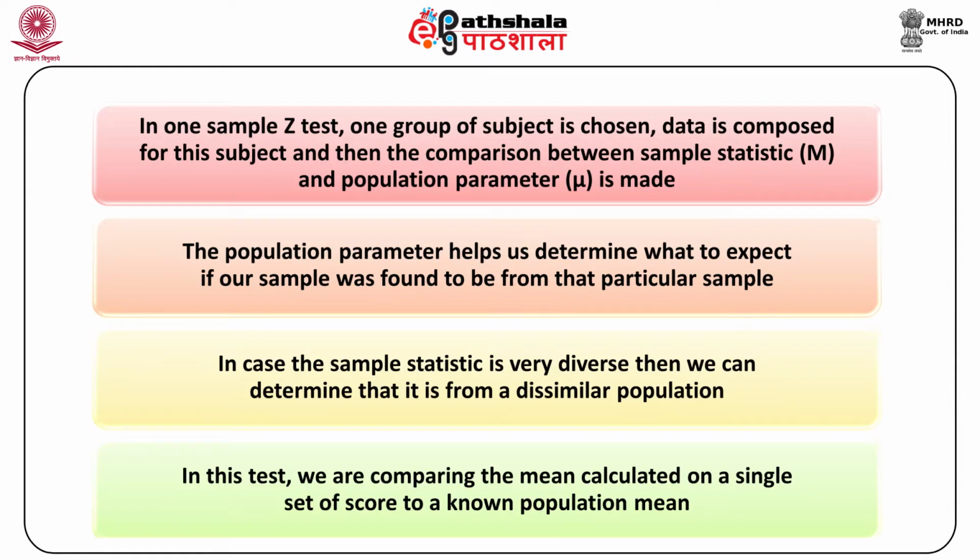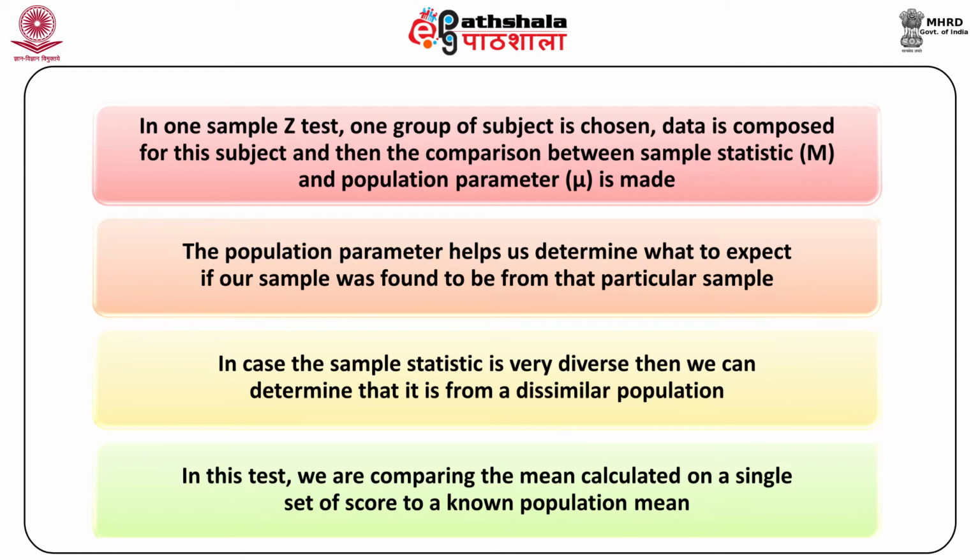In one sample z-test, one group of subjects is chosen, data is collected for this subject, and then a comparison between the sample statistic M and the population parameter mu is made. The population parameter helps us determine what to expect if our sample was found to be from that particular population. In case the sample statistic is very different, then we can determine that it is from a dissimilar population.